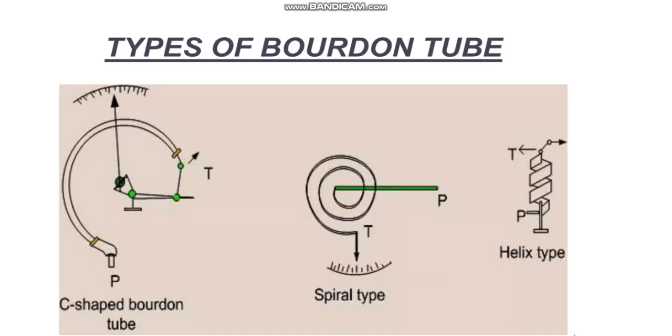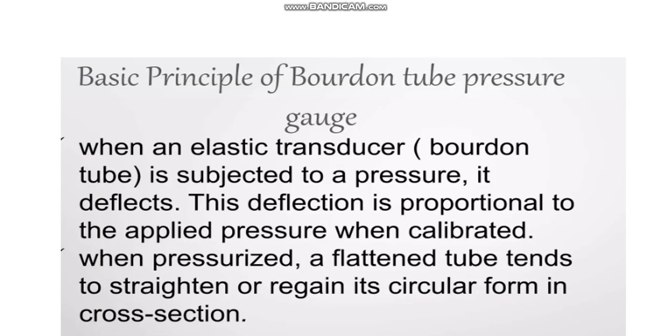We have different types of Bourdon tube: C-shaped Bourdon tube, spiral type Bourdon tube, helical type Bourdon tube. So based on the construction, they are classified into three different types. The basic principle of this Bourdon tube: it is a kind of elastic transducer. If we apply pressure to this elastic member, it will deflect, and the deflection is directly proportional to the applied pressure.